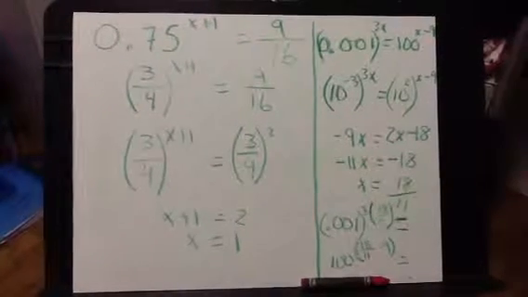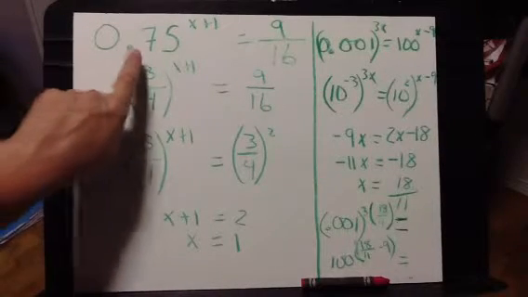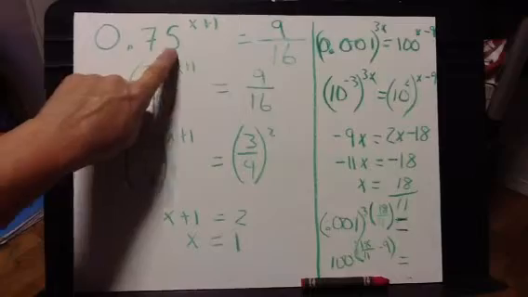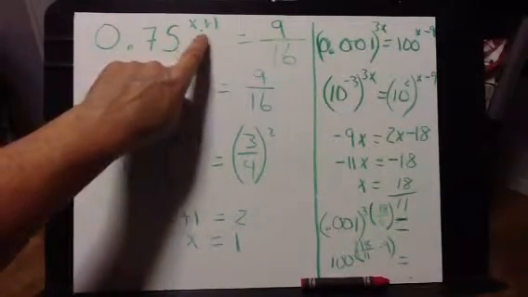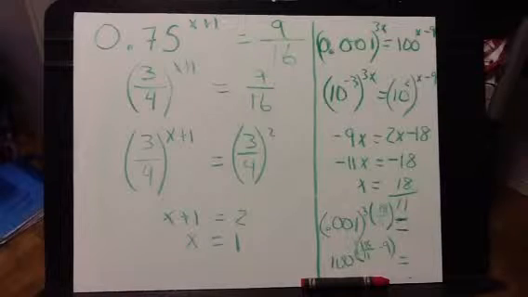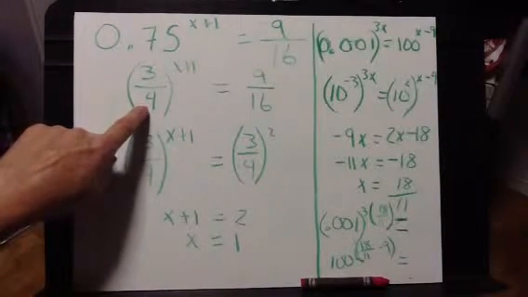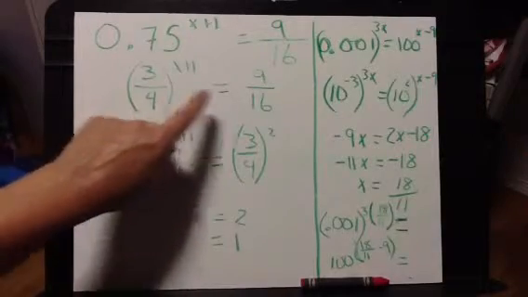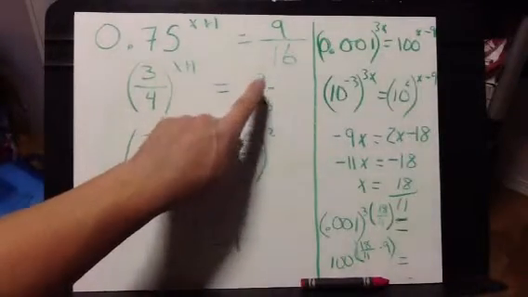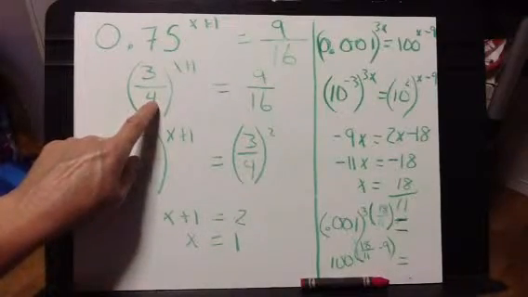Let's look at a couple more exponential equations of type 1, where both sides can be expressed as the same base. Here's a problem: 0.75 raised to the x plus 1 power equals 9/16. Well, this is kind of a trick question. 0.75 is a fraction, and once I convert it to a fraction, I can see that it's related to 9/16 because 9 is the square of 3 and 16 is the square of 4.